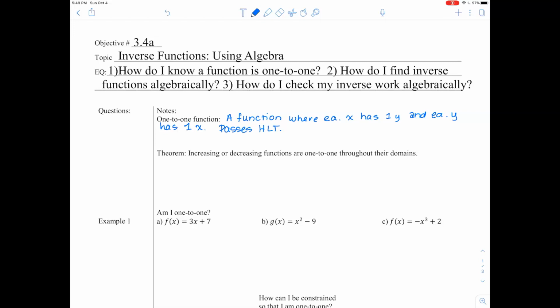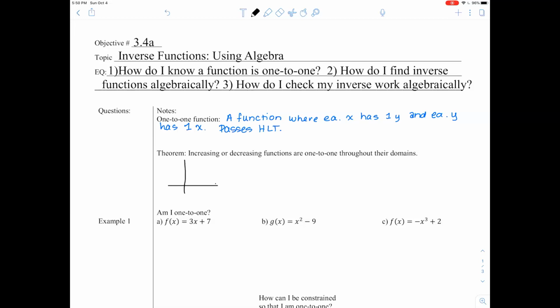Remember that the horizontal line test means if I graph the function and I draw a horizontal line anywhere along the function from bottom to top, I'll only touch the function in one spot, because each y has one x and each x has one y. And there's a theorem that goes along with a one-to-one function that says increasing or decreasing functions are one-to-one throughout their domains.